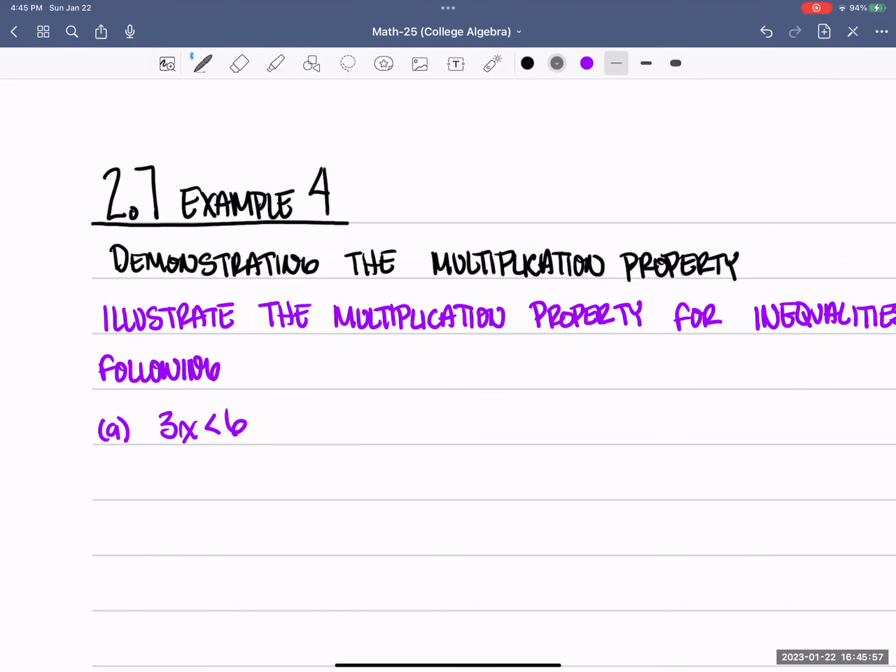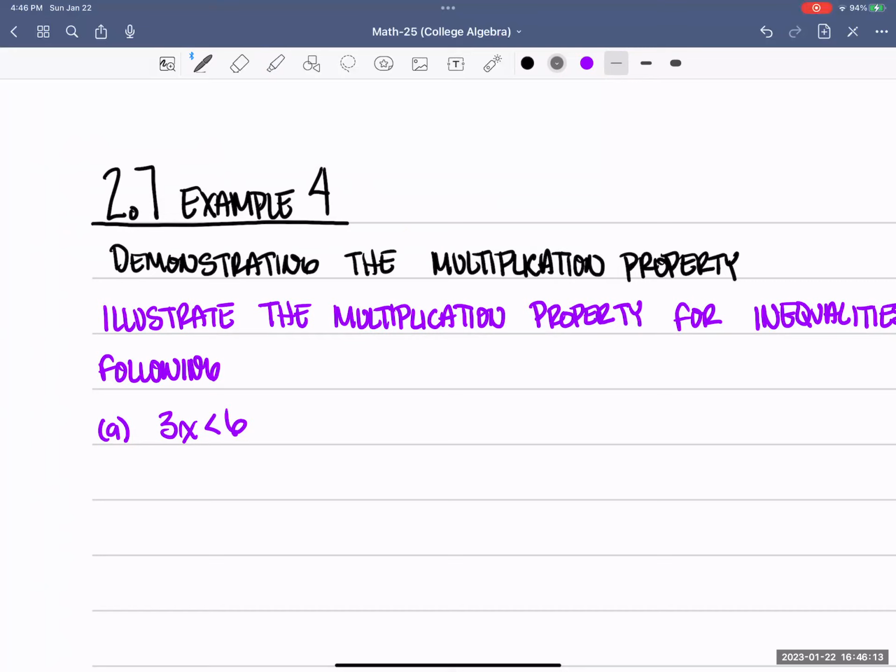The only time that things are going to change is if we change the order of everything, so switching the left side with the right side, or if we multiply or divide by a negative number, that's going to switch the sign. It's not going to switch the type of sign, it's just going to switch the direction of the sign.